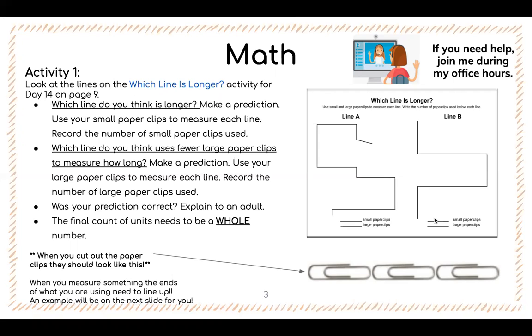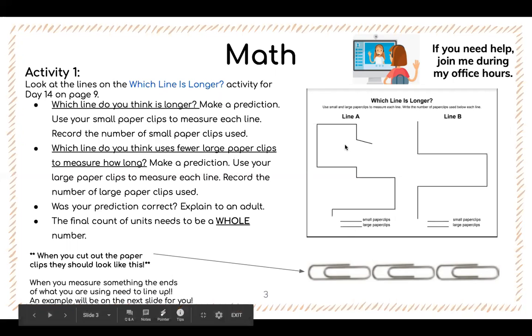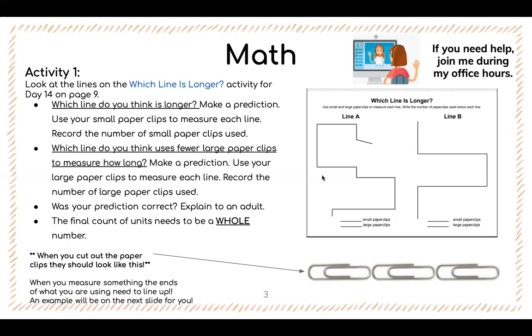Now, which line do you think uses fewer or less large paper clips to measure how long? Make a prediction. Use your large paper clips to measure each line and record the number of large paper clips used. Your paper clips will not line up perfectly, especially in these small areas. Do your best to guess and estimate.